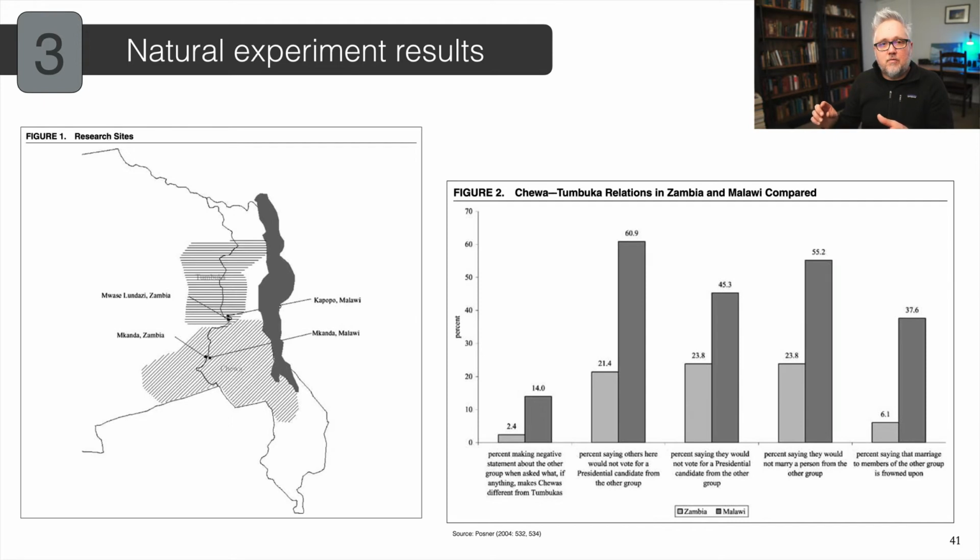Posner doesn't show those confidence intervals or the statistical significance tests in this graph, like the graph that I showed you in the previous slide, because these differences are so dramatic, and he mentions in the text that they are statistically significant.